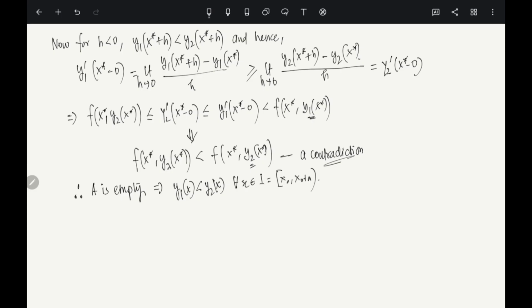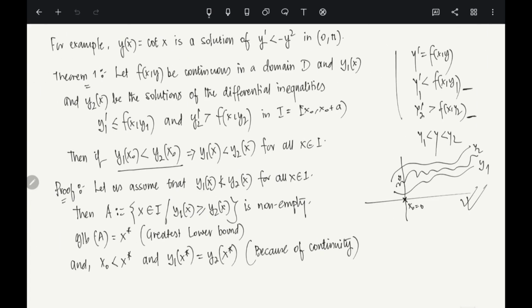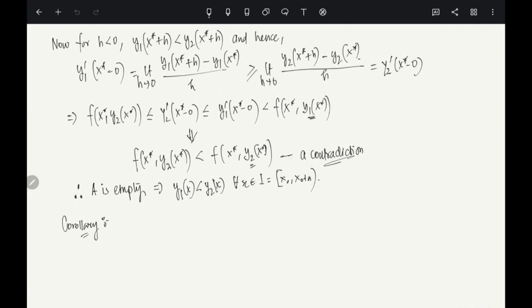Now what I am going to do is write down a corollary of this theorem, and this is the corollary which we want. I told you we want to sandwich the solution between those two inequalities. So how do I do it? Let's say that f of x y is continuous in some domain D, whatever the domain is. Let's just assume that there is a domain D where all of this is continuous.